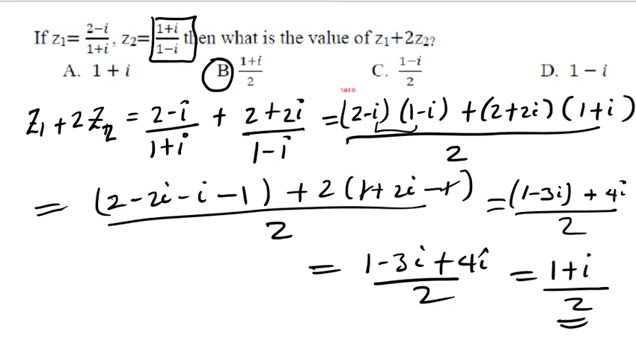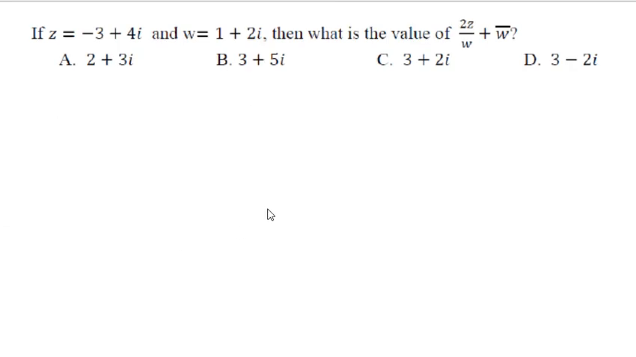Okay, let's continue to the next question. Again here, what does it say? z equals negative 3 plus 4i. This is the first complex number, and the other complex number w equals 1 plus 2i. Then what's the value of 2z over w plus the conjugate of w?